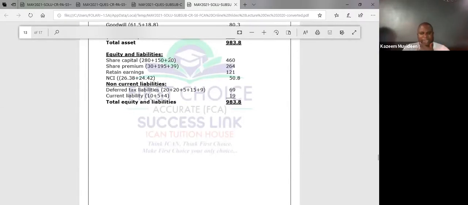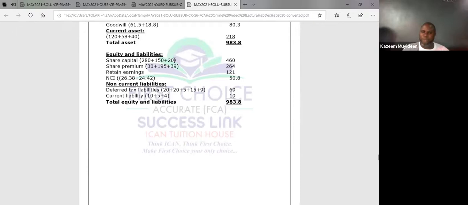No, this should be 30. And why is this one 39? It's not 20, it's 39. If you add the two together, it gives us 60. Sorry for that, it's 30. Not 39, not 20, it's 30. 1 naira times 30 is 30. The difference is share premium, 39. The two of them give us 69 cost of investment.